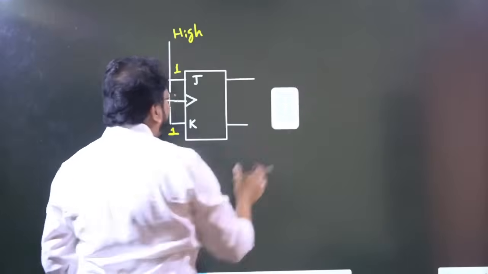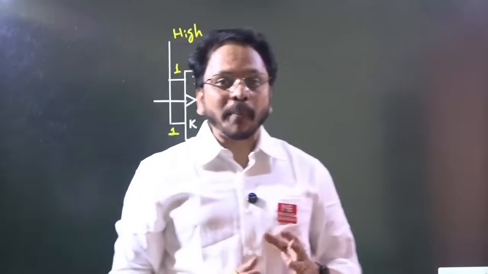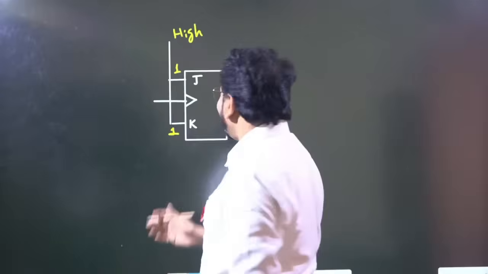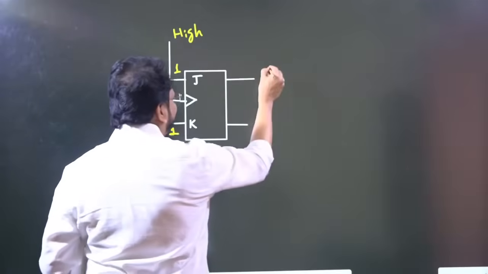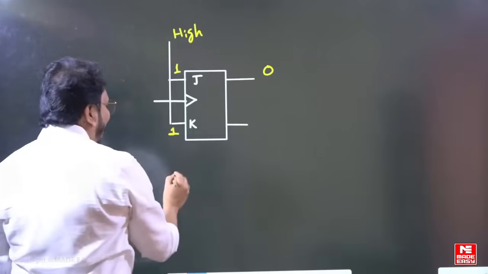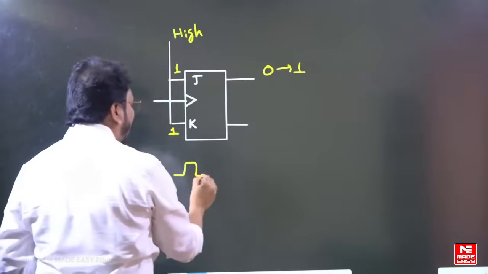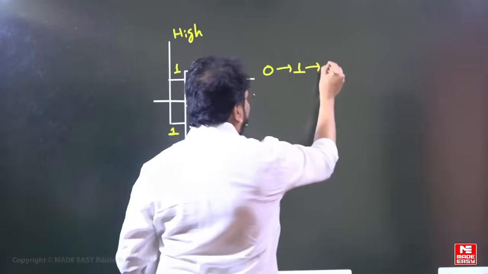When both inputs are 1 for a JK flip-flop, it is going to work as a toggle mode flip-flop, you know that. So here both inputs are 1, 1. Previously, assume that the output is 0. And one clock is applied, toggle mode operation, it will be 1. And one more clock is applied, the 1 becomes 0.